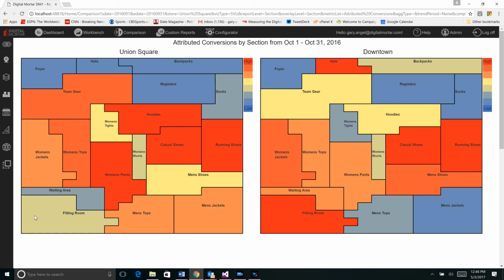I can follow the same analysis and see why and how Union Square store is lagging when it comes to women's jackets, and I can use customer behavior to create my action plan. When it comes to optimizing your store, there is nothing like DM1.